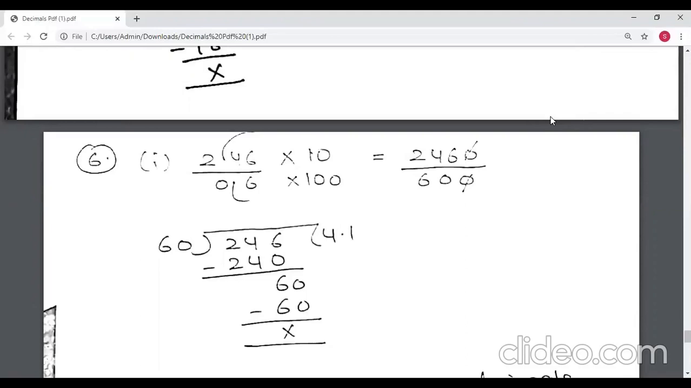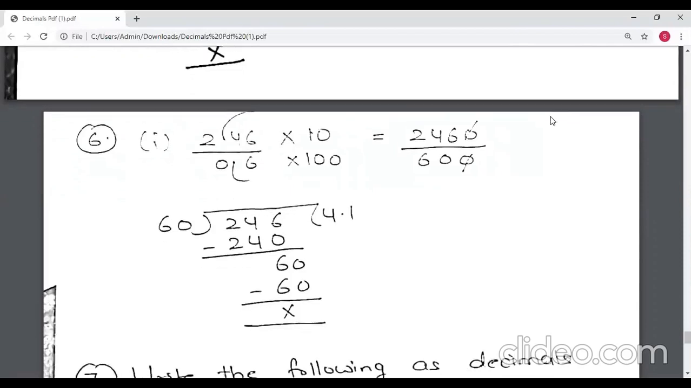Now you can divide this number in the same procedure. 246 divided by 60. 60 will be going 4 times. 6 4s are 240. Subtract out the numbers, you will get 6. Put the decimal and then again increase one more 0. Then 6 1s are 60. Your final answer will be 4.1.